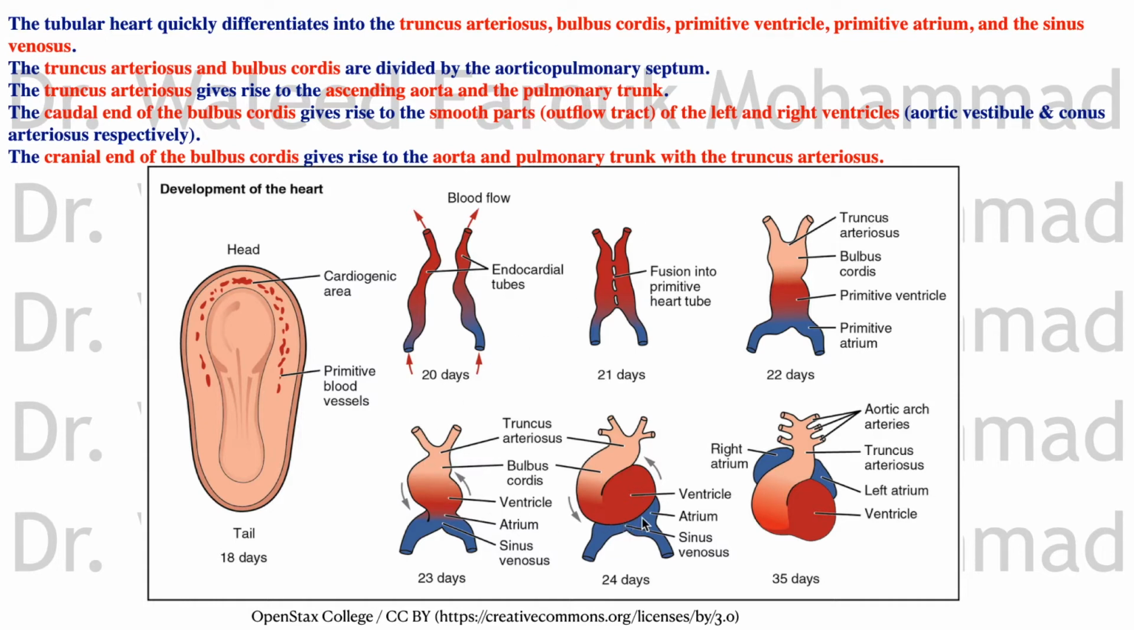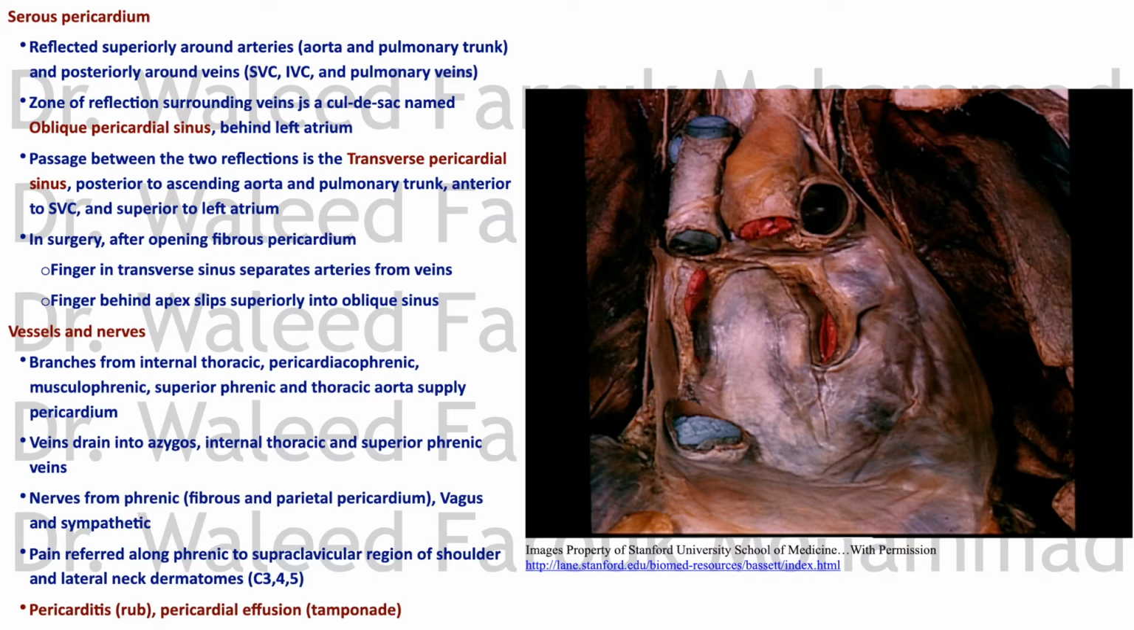You don't need to learn exactly how it got twisted and bent to figure out the reflections, but just to have an idea now that it was a simple tube, and the tube got bent on itself, and part of it got twisted on itself to form the heart. Okay, now we're done with the fibrous pericardium.